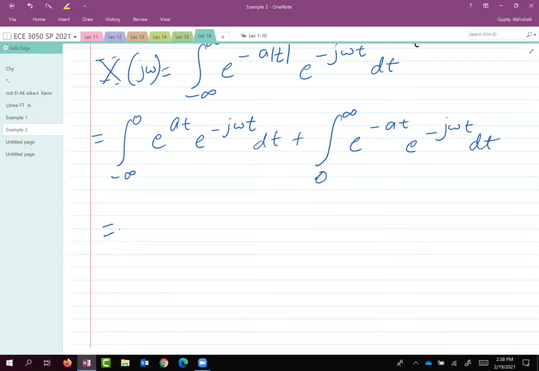Now, you can, of course, compute this integral by the same method as we did in the previous example. And it will turn out that this is equal to 2a over a squared plus omega squared.